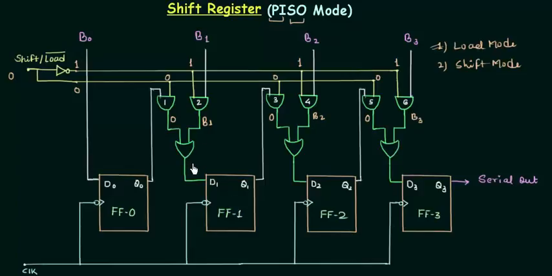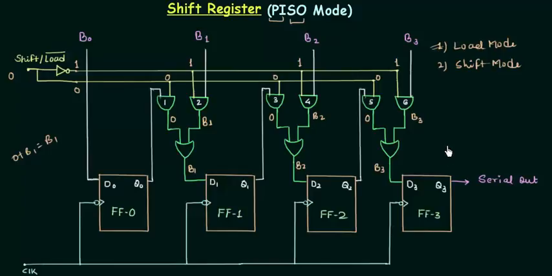Now we have OR gate, and 0 or B1. 0 or B1 is simply equal to B1. So we have B1 as the input to the flip-flop number 1. Similarly, B2 as the input to flip-flop number 2, and B3 as the input to flip-flop number 3. So you can see that we have B0 stored in flip-flop number 0, B1 stored in flip-flop number 1, B2 in second flip-flop, B3 in third flip-flop. So it is a very easy operation. The load mode we have done, and the data is now stored in the flip-flops.